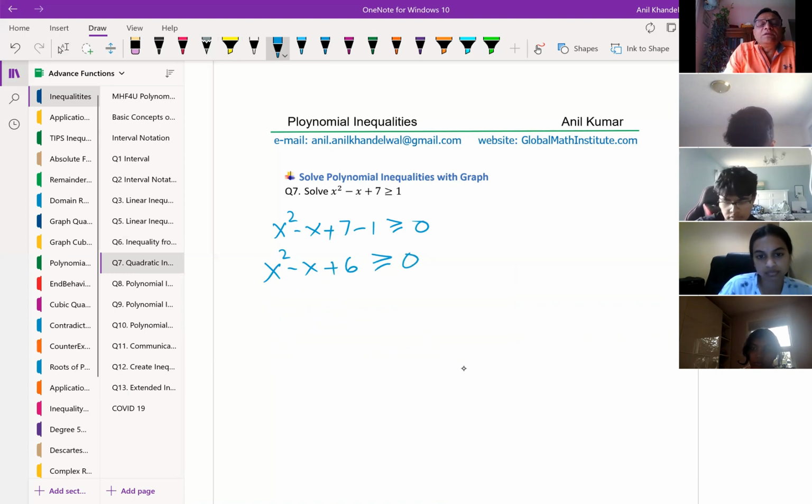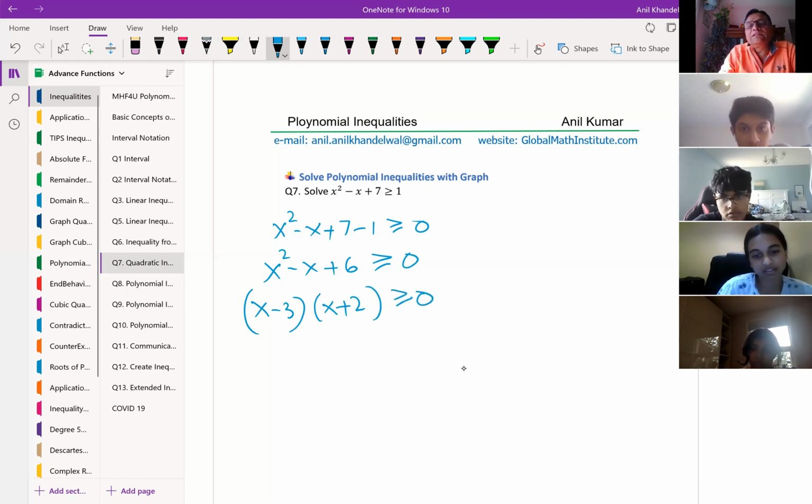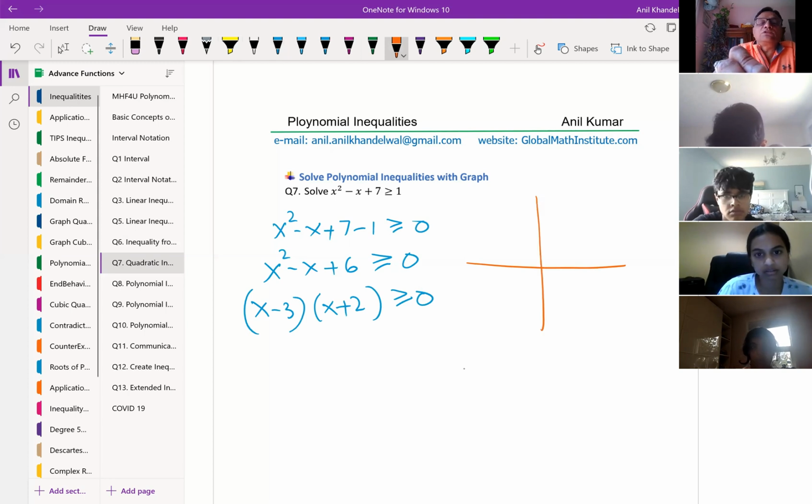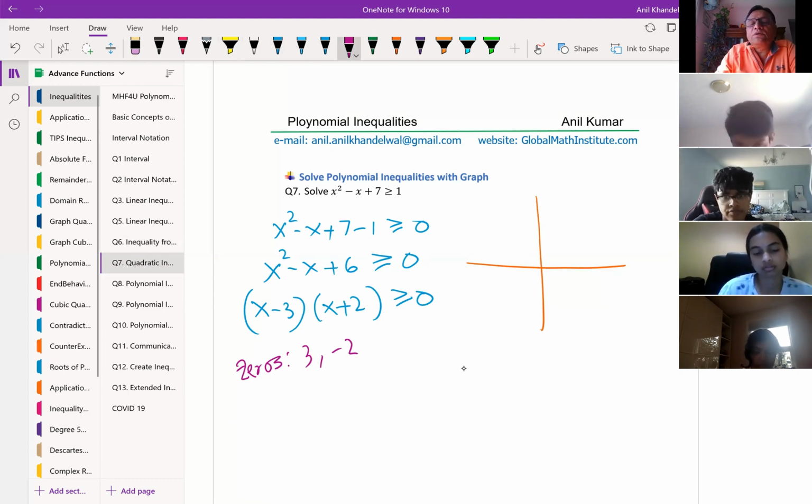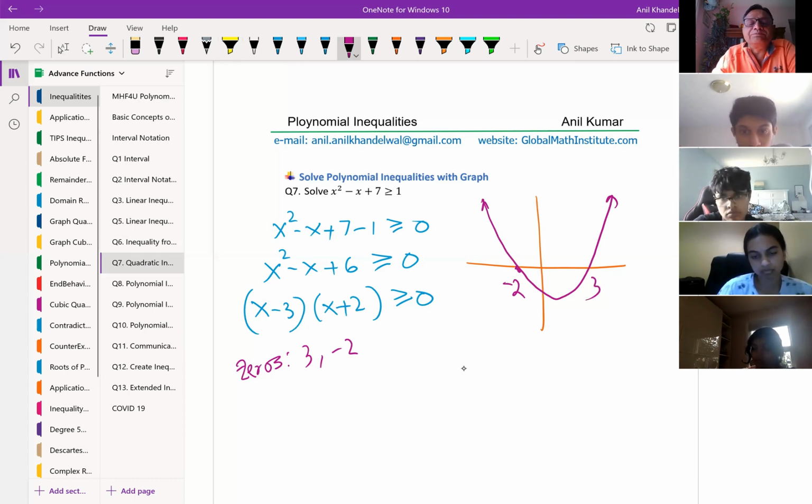Now factor. Product and sum for 6, right? And -1. What do you get? x minus 3, x plus 2. Now tell me, when is it positive? Greater than or equal to 0 means positive, correct? Equal to 0 also works, correct? So we have zeros at plus 3 and minus 2. If I have to draw a graph with a positive leading coefficient, it will be like this, correct? Where this point here will be at -2, this point here is at 3. What is the solution?